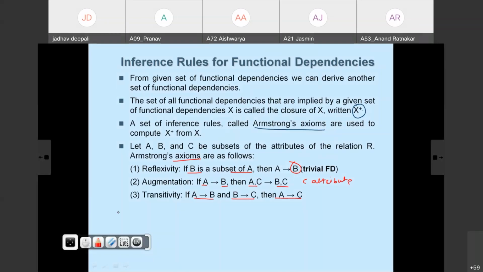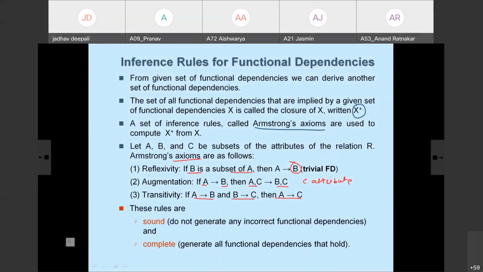Now see, these rules have two properties: sound and complete. Sound means they do not generate any incorrect functional dependency. If we use these three rules, they always generate a correct set of functional dependencies. Complete means they generate all functional dependencies that hold. These are the functional dependencies which are derived from the given set of original functional dependencies.